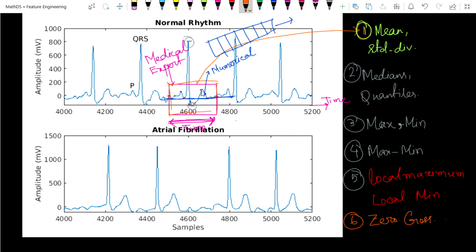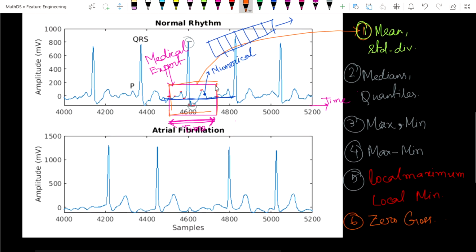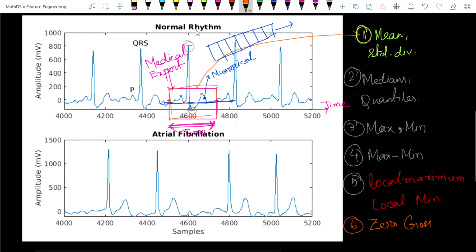Zero crossover line, this thing. Zero crossover means the mean crossover: how many times the signal crosses the mean value. These are the features, and just from these two pictures you can see the normal rhythm of a normal person, and this is atrial fibrillation, the medical term. I am not aware of it in detail.